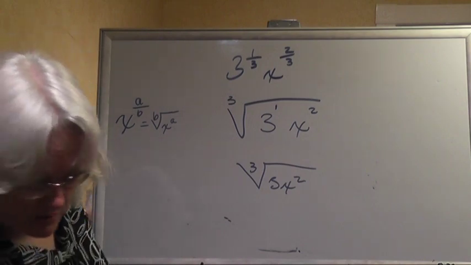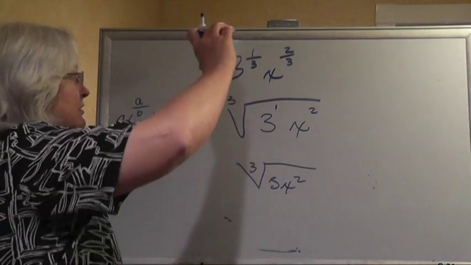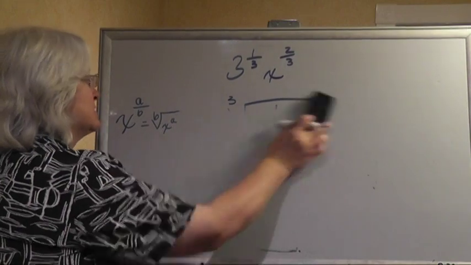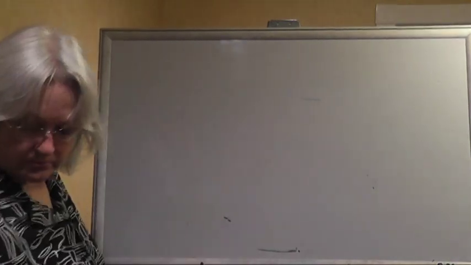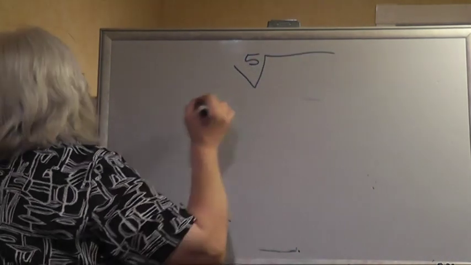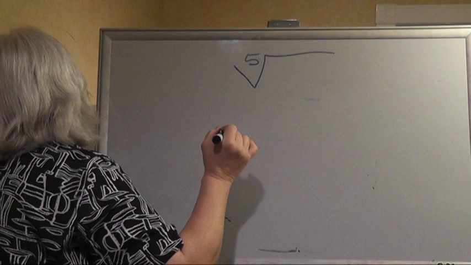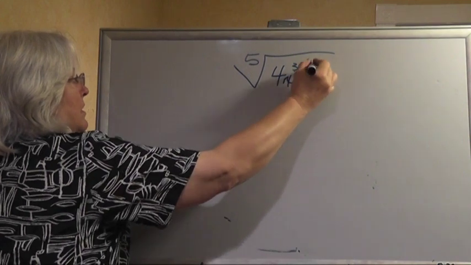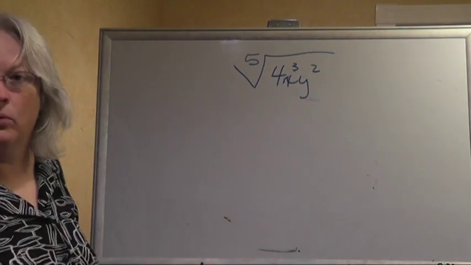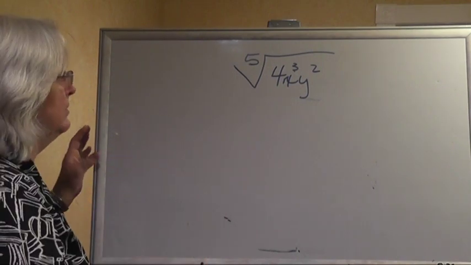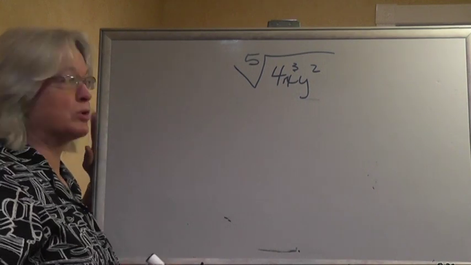Okay, now let's do the next example, where instead of going from fractional exponents to using the radical sign, we're going around and undoing the expression. We have change the fifth root of 4x cubed y squared. Okay, well, all you're practicing in this section is getting used to the notation, getting used to the symbols that you use to express roots.